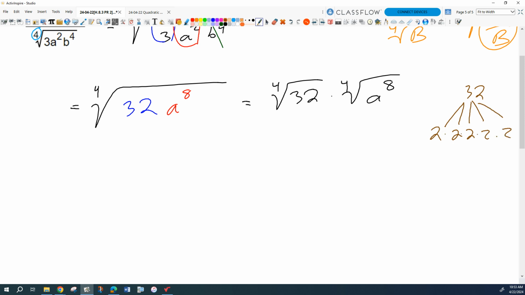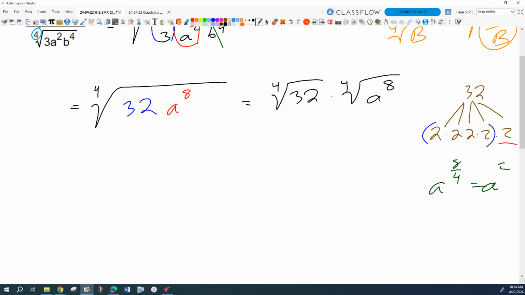What's our rule here? Quadruples go out, everything else stays in, right? So what do we get here then? I get one quadruple and I get one single left over. How about the fourth root of a to the 8? What's that going to become? A squared, right? I'm going to get an a to the 8/4, which is just an a squared, right? So all the variable comes out. There is no fraction part.